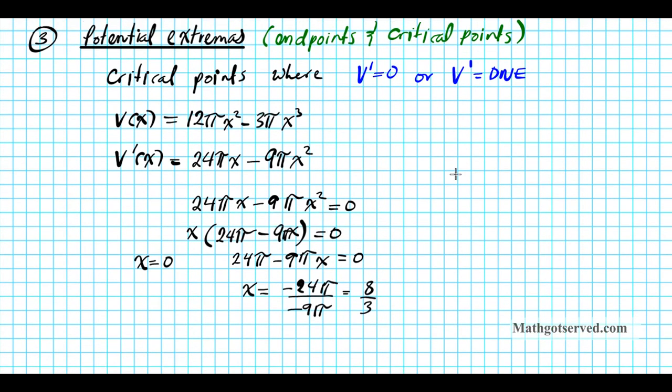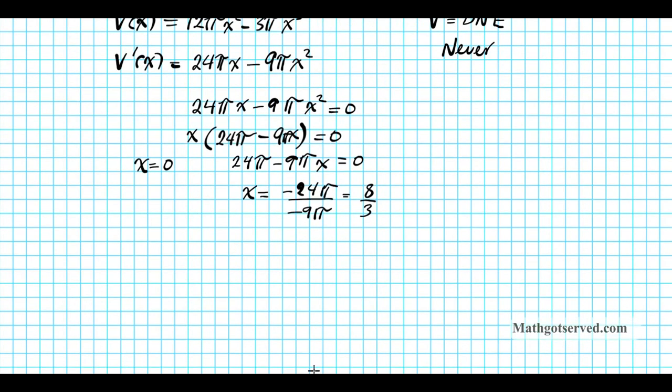Now, when is v prime nonexistent? This is a cubic function. We don't have any corners, cusps, vertical tangents, or discontinuities. It's smooth and continuous, so it's always differentiable. So when is v prime undefined? Never. All right. So our potential extremas that we're going to consider are the endpoints and critical points. Let's put them in order: 0, 8/3, and 4. The 0 is an endpoint and a critical point, 8/3 is a critical point, and 4 is an endpoint. So these are the three things we're going to evaluate to find the maximum.